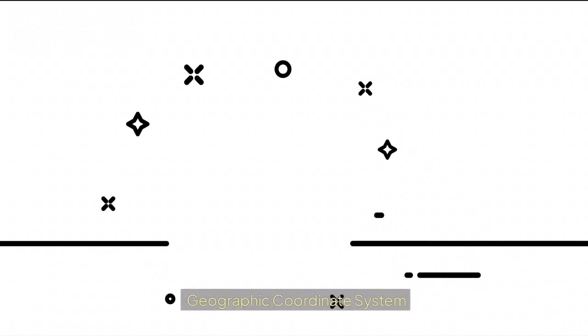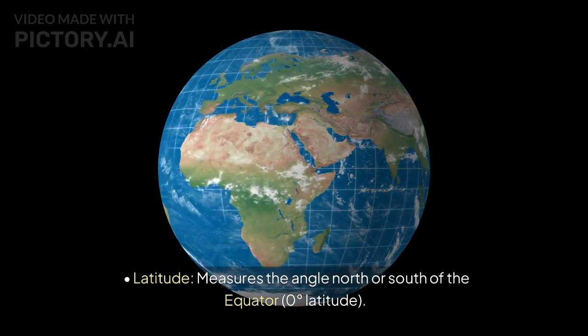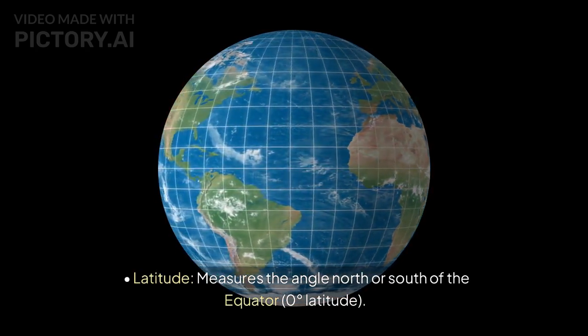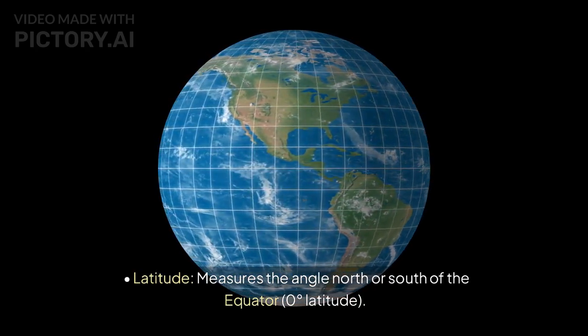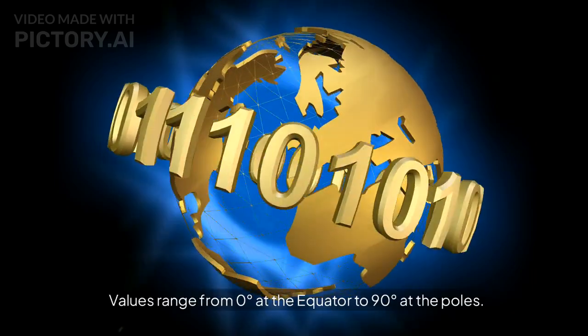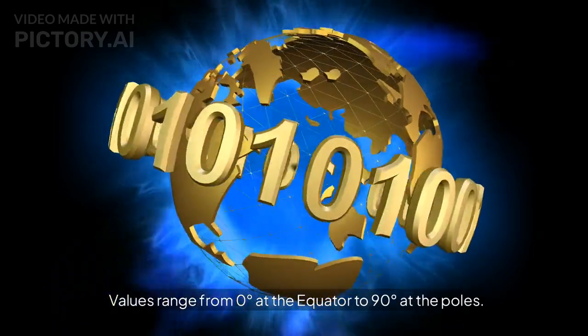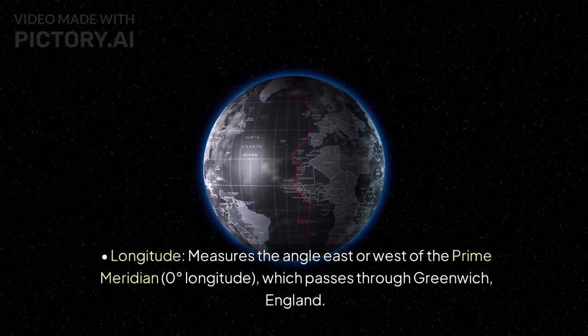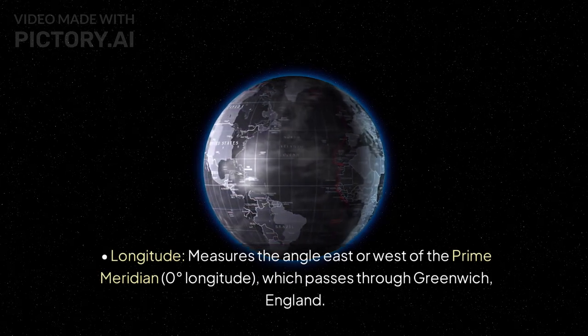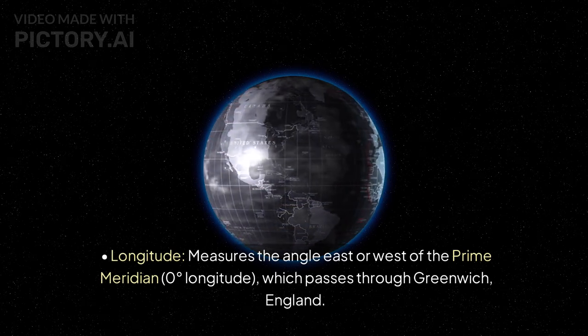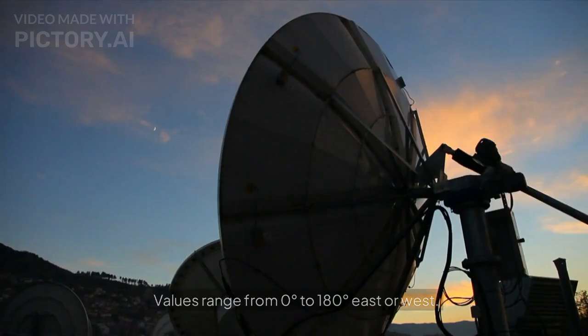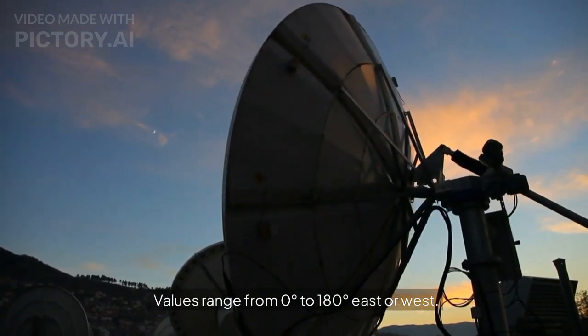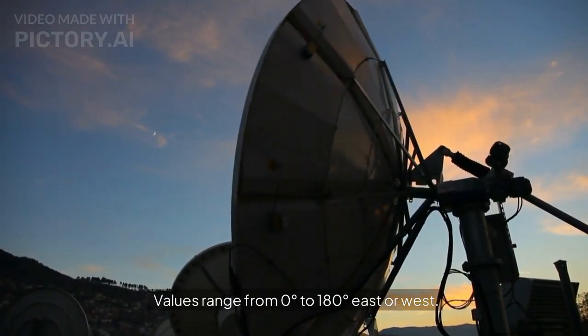Geographic Coordinate System. 1. Latitude and longitude. Latitude measures the angle north or south of the equator, 0 degrees latitude. Values range from 0 degrees at the equator to 90 degrees at the poles. Longitude measures the angle east or west of the prime meridian, 0 degrees longitude, which passes through Greenwich, England. Values range from 0 degrees to 180 degrees east or west.